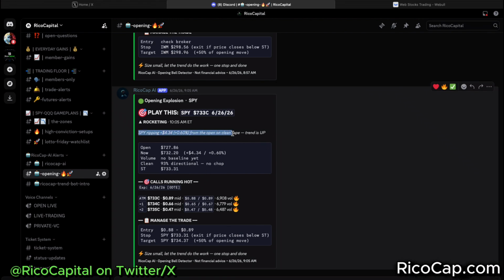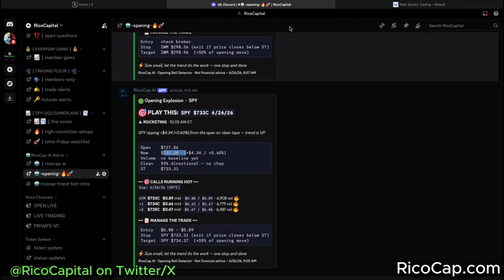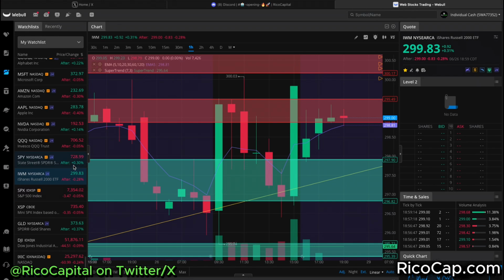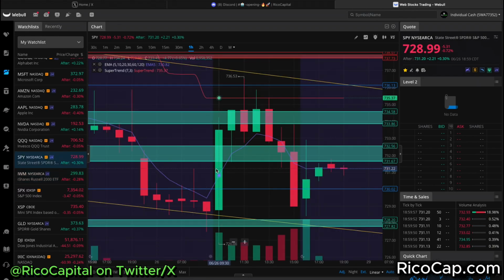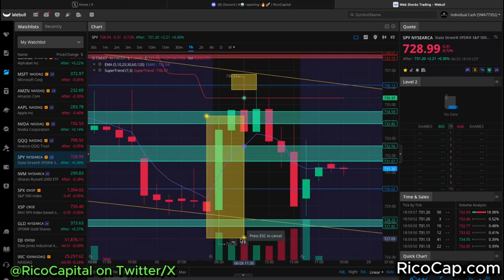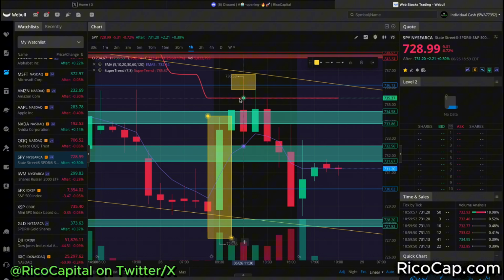And the next one, SPY, of course. SPY was ripping over $4 there. Trend is up, 93% directional, no chop. 733 would be the target, and 732 was the call out. This was moving pretty heavily, and it did. As we broke above that zone, 733, 734 was the next zone up. It ended up hitting 736 on the high of day, so you definitely could be making money there. On that hourly, really good explosion.